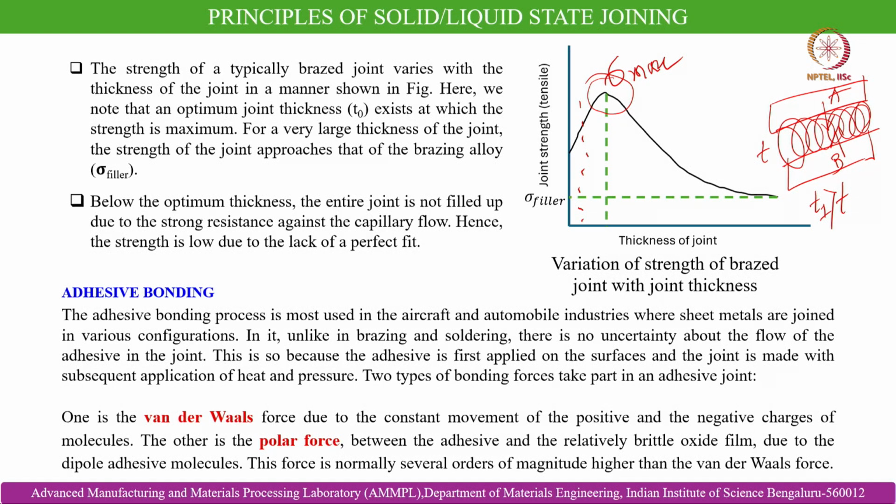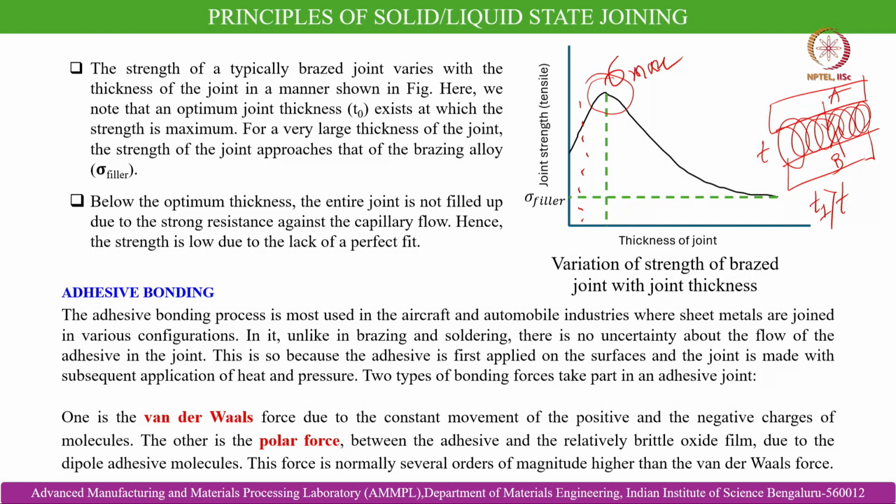Of course, there is a certain limit up to which it successfully withstands the applied in-service loading conditions. That is why it has got widespread popularity in aircraft and automotive industries where sheet metal joining is a matter of concern. In this case, unlike in brazing and soldering, there is no uncertainty about the flow of the adhesive in the joint. This is so because the adhesive is first applied on the surfaces and the joint is made with subsequent application of heat and pressure.